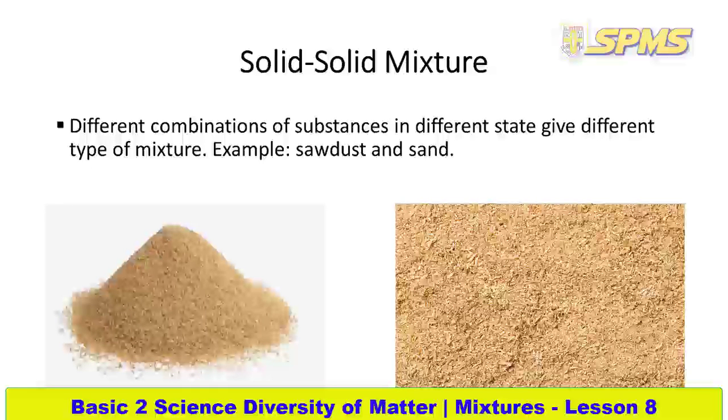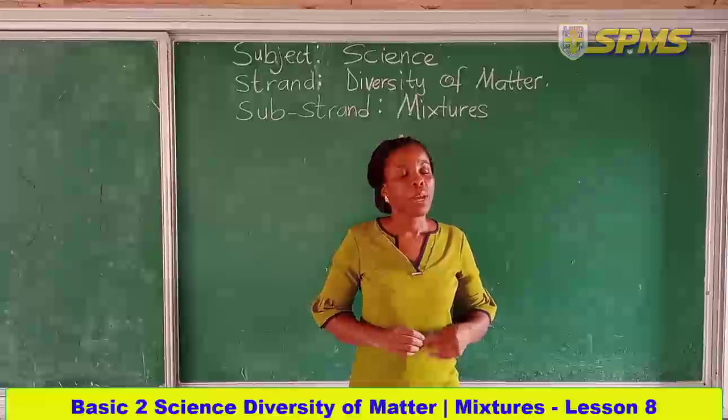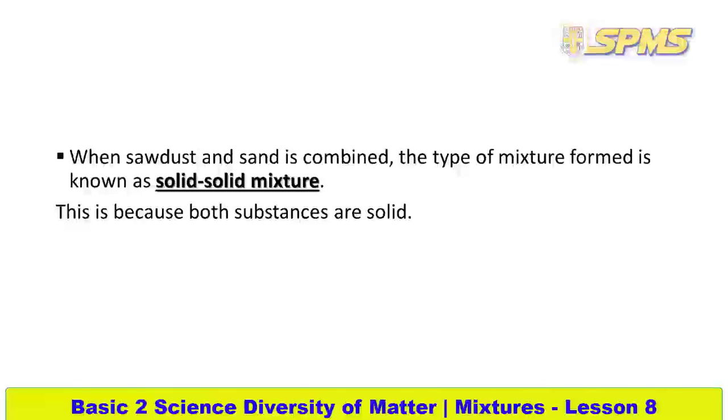Alright, look at the example. We have sawdust and sand. When you put them together, they become a solid mixture, because they are both solid materials or substances. So when sawdust and sand are combined, the type of mixture formed is known as the solid mixture. This is because both substances are solid.